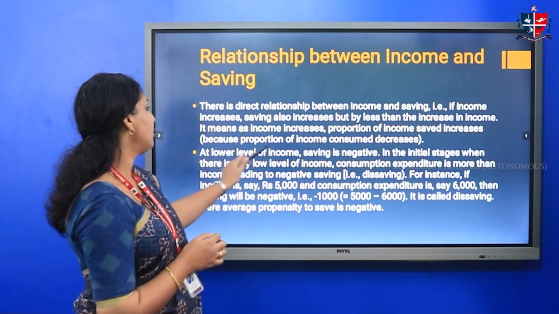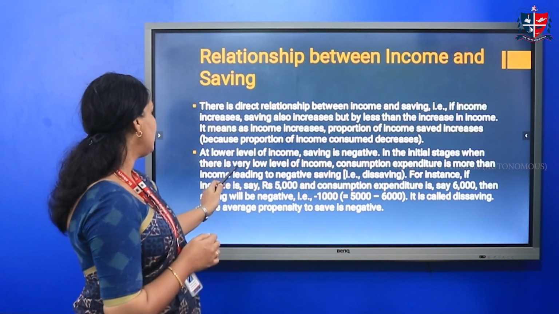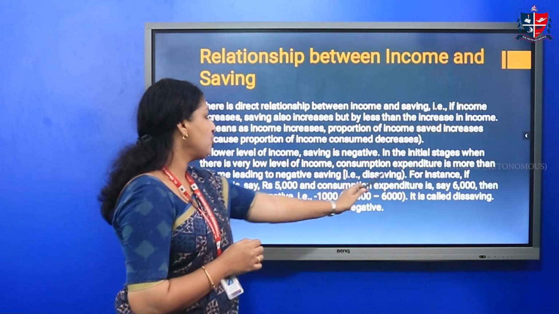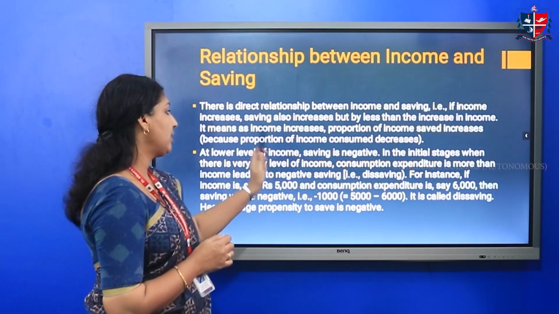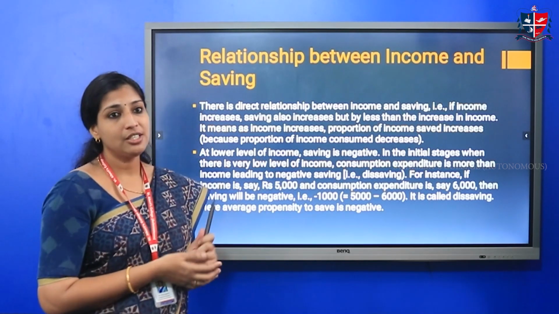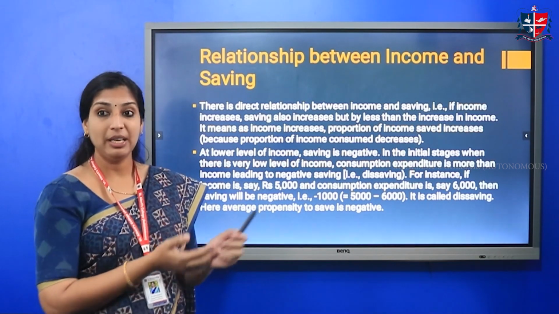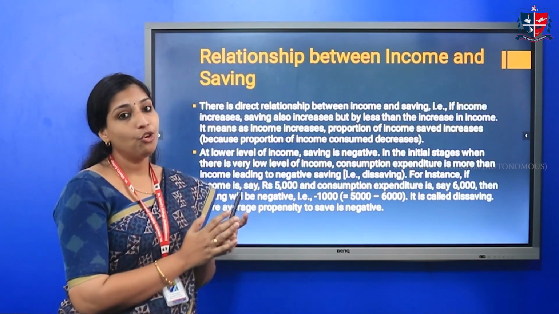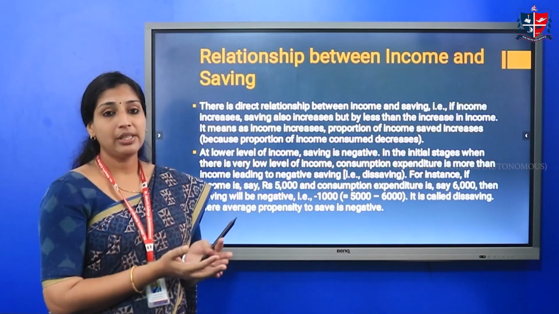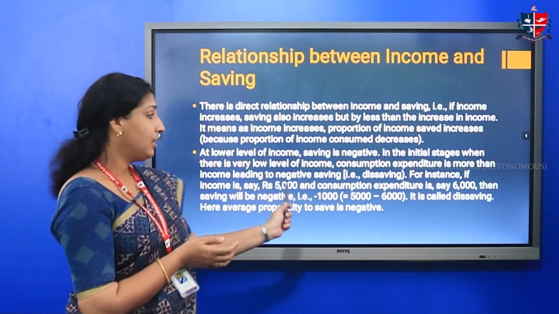At lower levels of income, saving is negative. In the initial stages, when there is a very low level of income, consumption expenditure is more than income, leading to negative savings. That is, during the initial stages, usually people might have lower levels of income. During that time also there will be consumption, but they won't be able to save a part of their income. So during that time there will be negative savings.